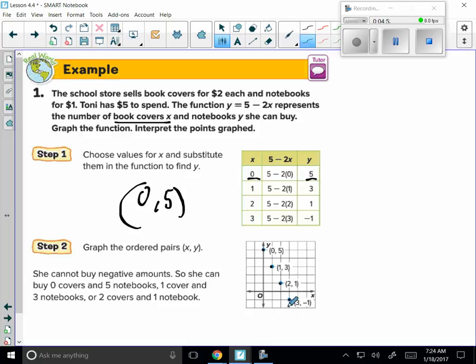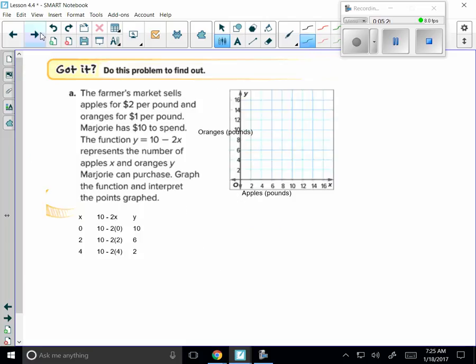So if we want to interpret these, you can read this part underneath step 2. So this first point right here is (0, 5), that means she can buy 0 book covers and 5 notebooks. And then we go to (1, 3). She can buy 1 book cover, 3 notebooks. And then (2, 1) is 2 book covers and 1 notebook. Now this (3, -1) down here, negative 1 that is, doesn't make sense because you can't possibly buy negative of something.